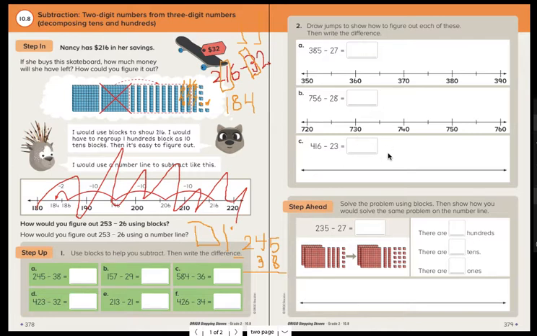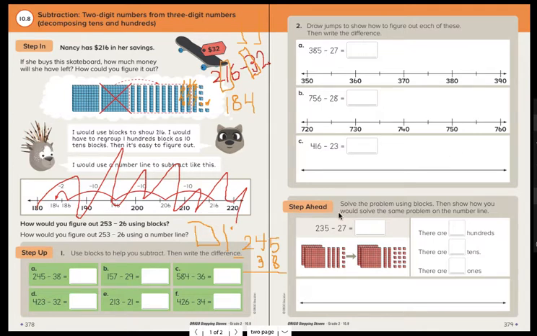Same thing over here for number 2. You do not have to use the number line if you don't want to. Use whatever strategy you want to use. You might even have room to show the strategy in the white space, okay? Don't need to use the number line though.